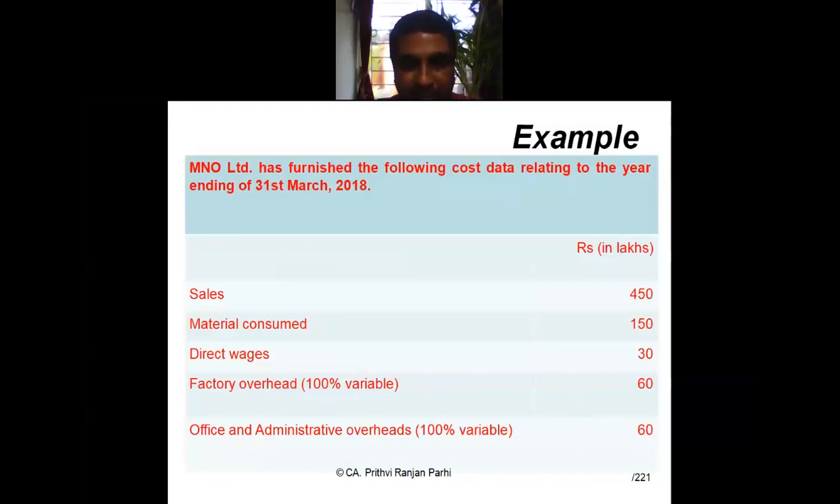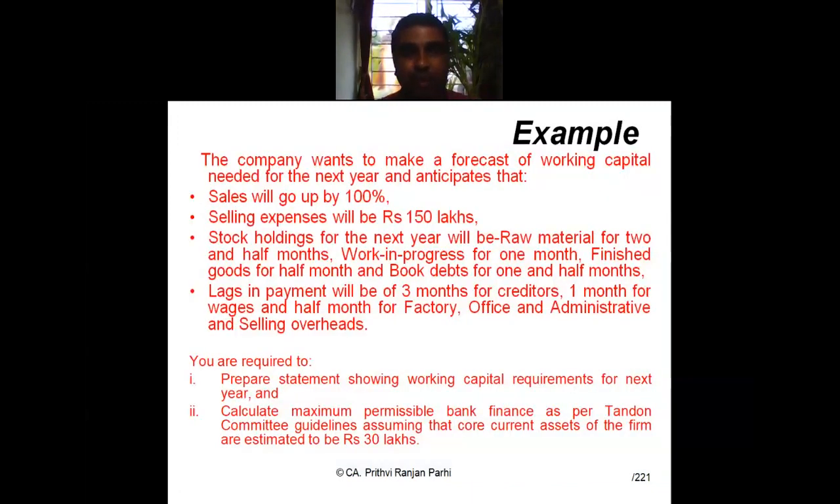Yes, sir. Now, the company wants to make a forecast of the working capital needed for the next year. It has given some projections. Sales will go up by 100%. Selling expenses will be 150 lakhs. Stock holding for the next year will be raw material 2.5 months, that is the raw material holding period. Work in progress period is 1 month. Finished goods 1 month. Book debts 1.5 months. In payments, the creditors period will be 3 months, 1 month for wages, and half a month for factory and office administration.